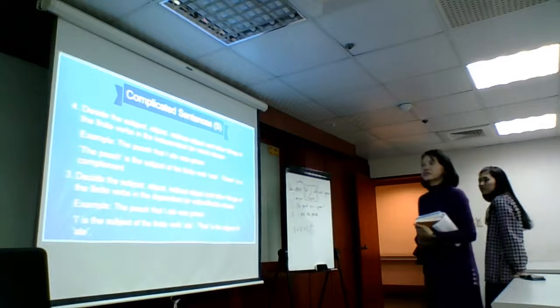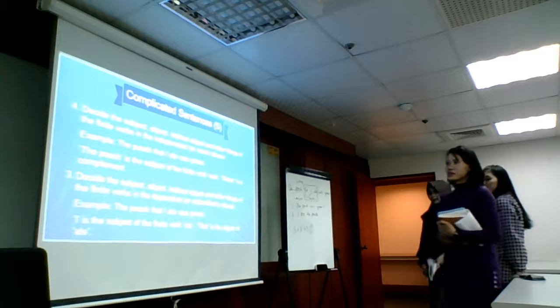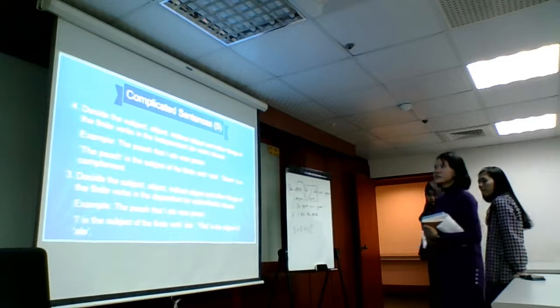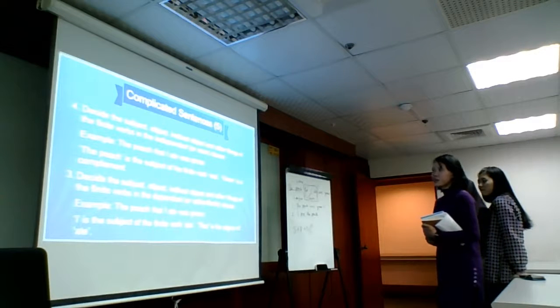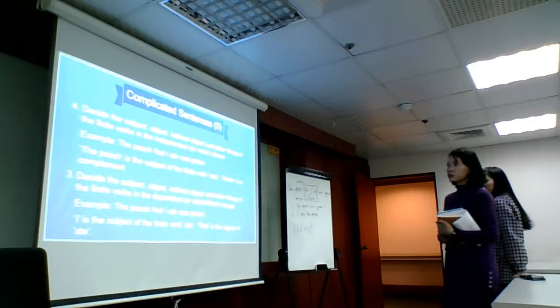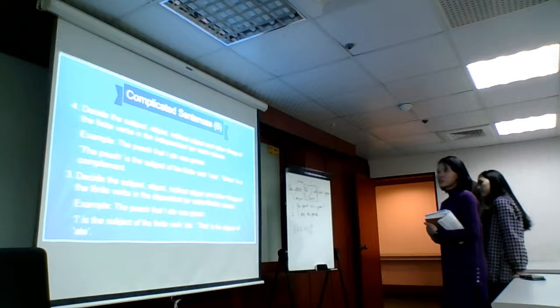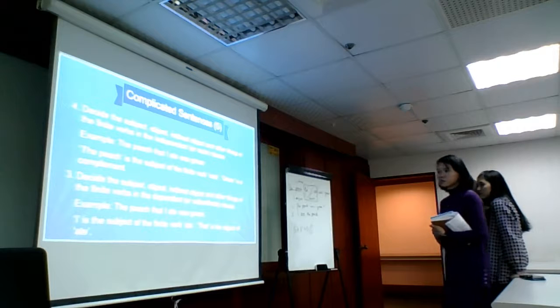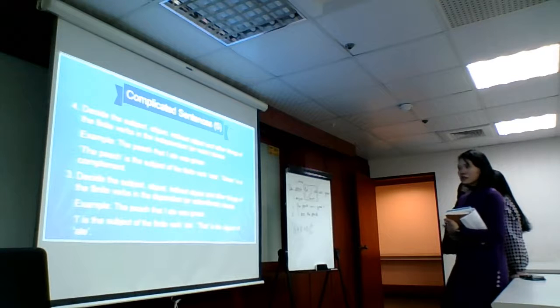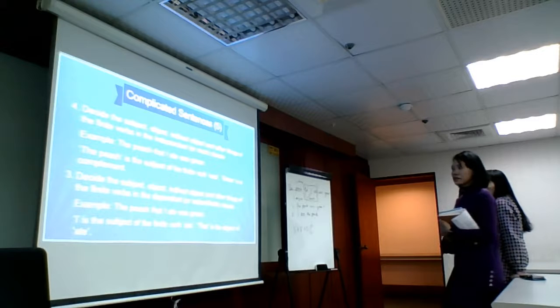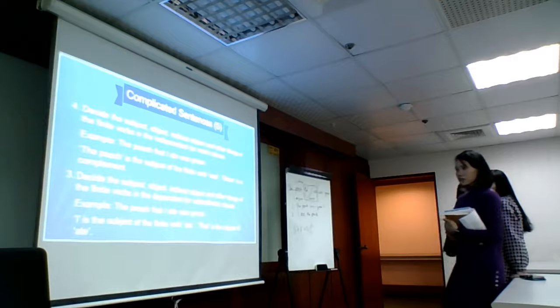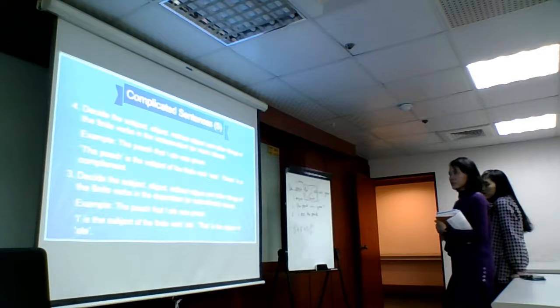For the fourth, step four, we should decide the subject, object, indirect object, and other things of the finite verb in the independent or main clause. Example, the same example: the pitch that I ate was green. The pitch is the subject of the finite verb was. Green is a complement. And next, decide the subject, object, indirect object, and other things of the finite verb in the subordinate clause.